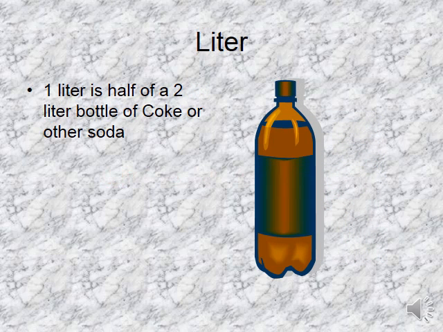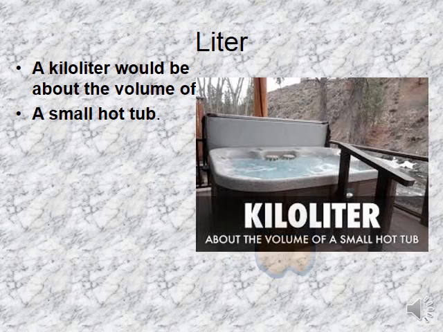Now 1 liter, which is the base unit, is about half of a 2-liter bottle of Coke. And a kiloliter, the large one, 1,000 times the base unit of liter, would be about the volume of a small hot tub. So if you get 1,000 of those 1-liter Coke bottles from the grocery store, you have enough to fill up this hot tub, or about.